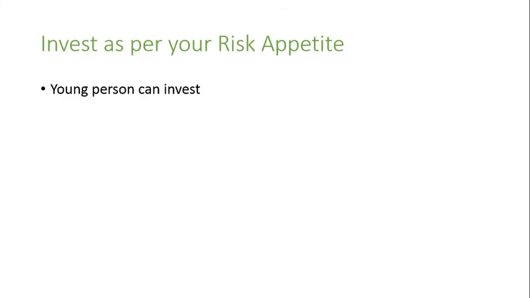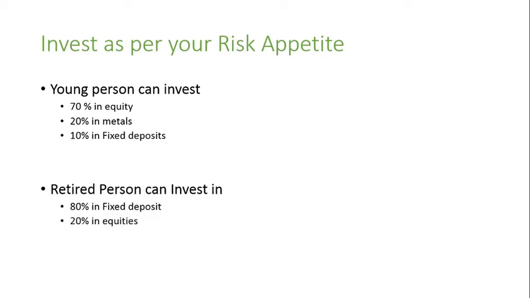Now you should invest as per the risk appetite. Like a young person who has just started their career can invest 70% in equity, 20% in metals and 10% in fixed deposits. Because he has just started his career, he can take more risk and he has to save for a long term. So they can take that risk of investing in equities, because as I have already told you, if you are investing for 5-7 years, you can expect a good return. But people who have retired should invest 80% in fixed deposits and 20% in equities, because in the short term, they might not get that kind of return from the equities. Okay.